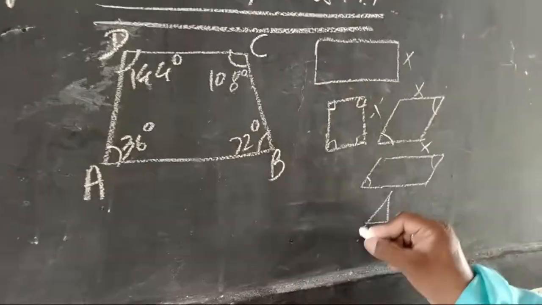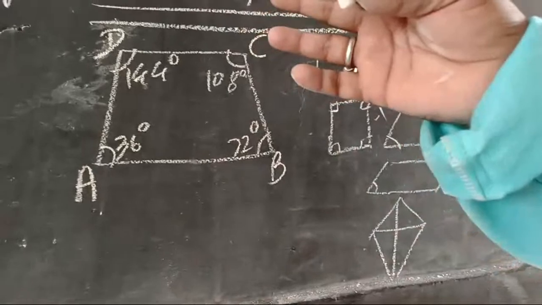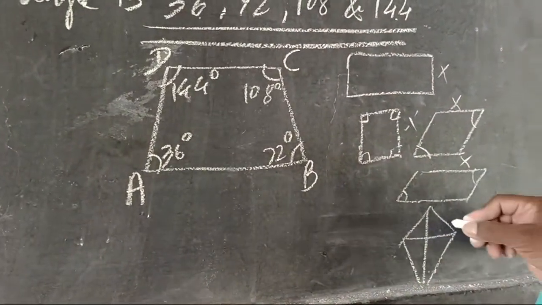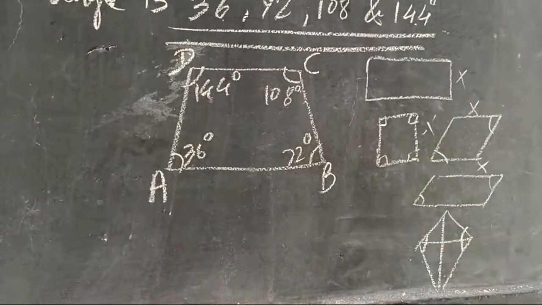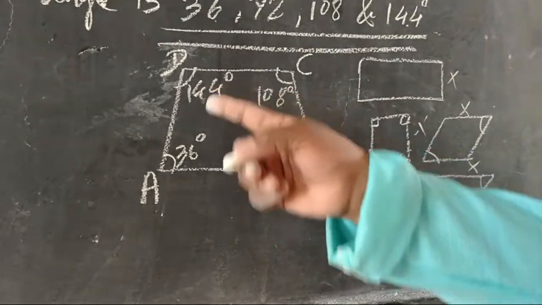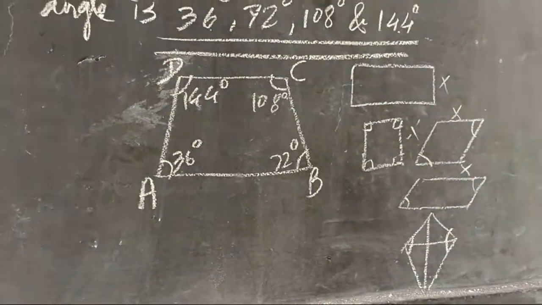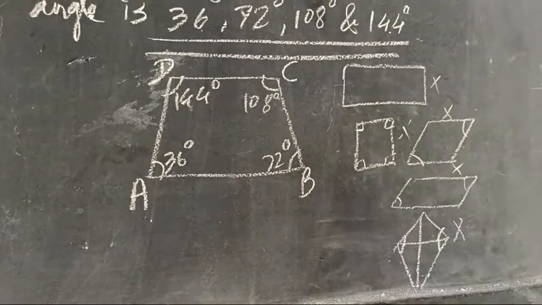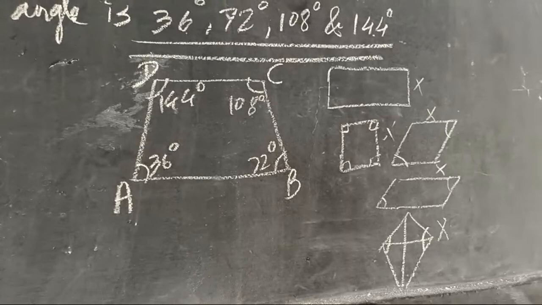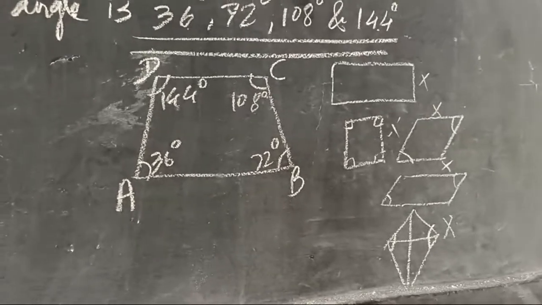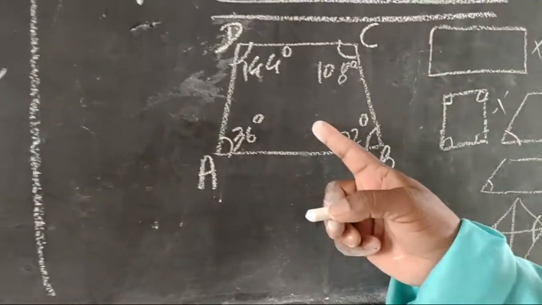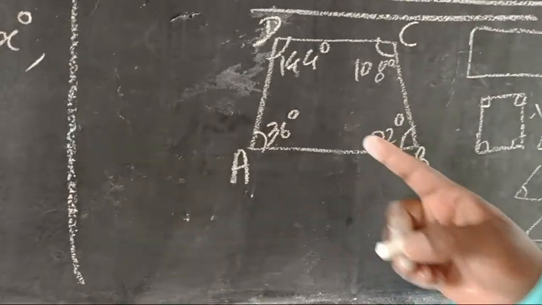Is it possible for a kite? Angles are given. With the help of angles we explain, a kite has one pair of opposite angles congruent. Here is any opposite pair congruent? No, means kite also is not possible. Only one type remaining, trapezium is remaining, and that we draw here. This is a trapezium.